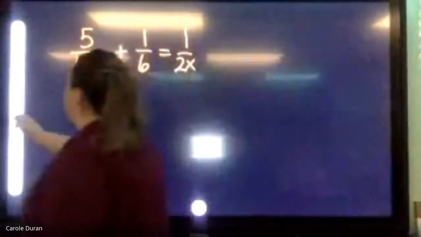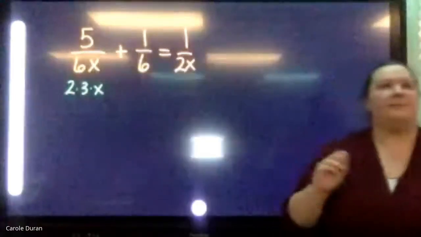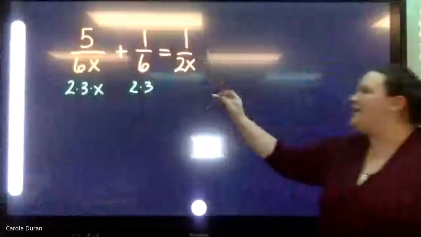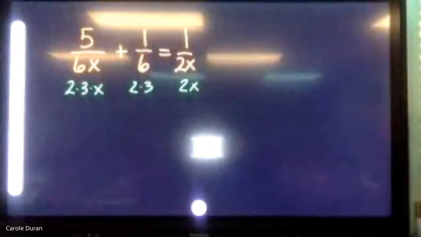So I'm going to break the 6 down into 2 times 3 times x. I'm going to break the 6 down into 2 times 3. And then the 2x is just going to stay 2x. Why would I break that 6 down into 2 times 3?